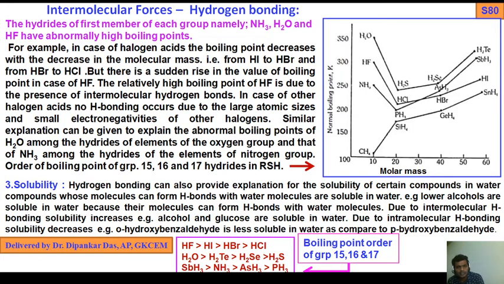Now, next, solubility. Hydrogen bonding can also provide an explanation for the solubility of certain compounds in water. Compounds whose molecules can form hydrogen bonds with water molecules are soluble in water.